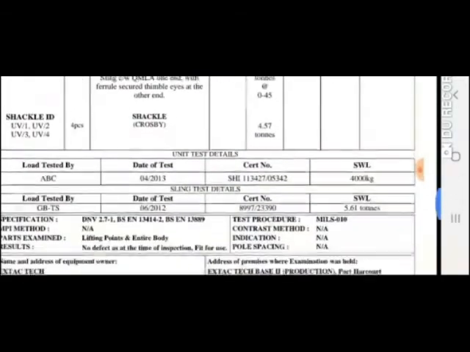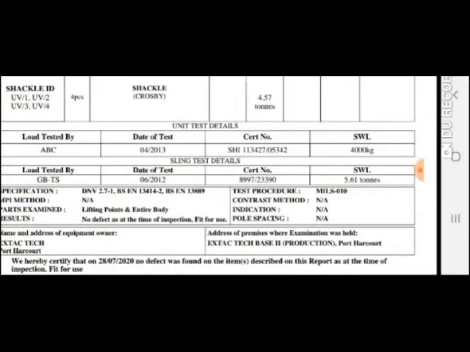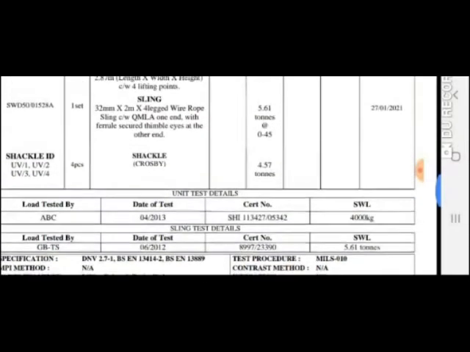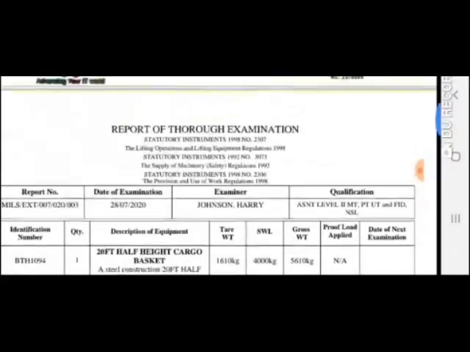So everything is nicely placed, and this is the unit test details. Load tested by ABC, date of test, certificate number, safe working load. Of course, they are the same. Safe working load of the unit, and the slings, safe working load 5.61 tons. Everything is just so nice.